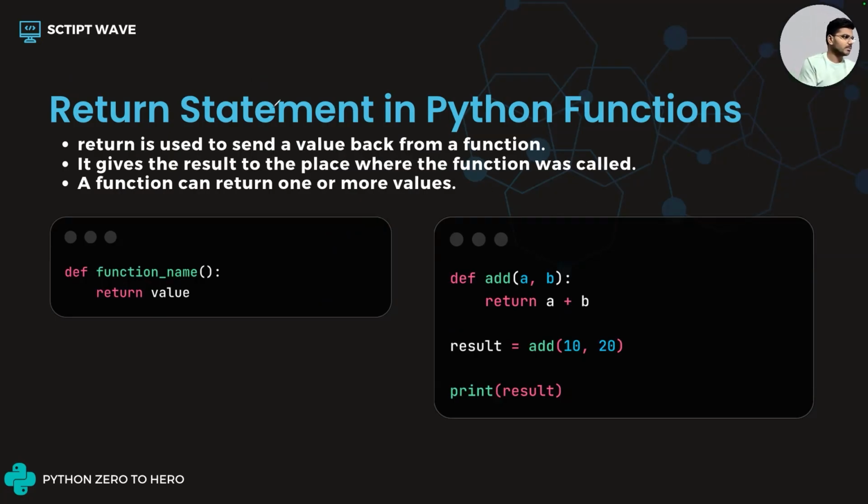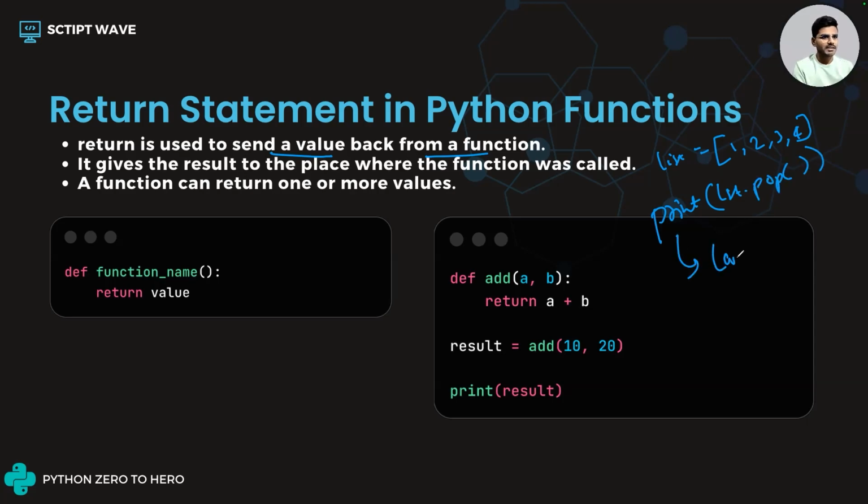So what is a return statement? A return statement is used to send a value back from a function. Let's take pop. We have a list, let's say 1, 2, 3, 4. If you remember, we can say print lst.pop(). If we do this, it will pop the last element and return it, which means it is giving the output 4, the value of the popped item. Here it is doing an operation, and along with that it's giving something back. In a similar context, we have the return statement, which gives us something after doing an operation.